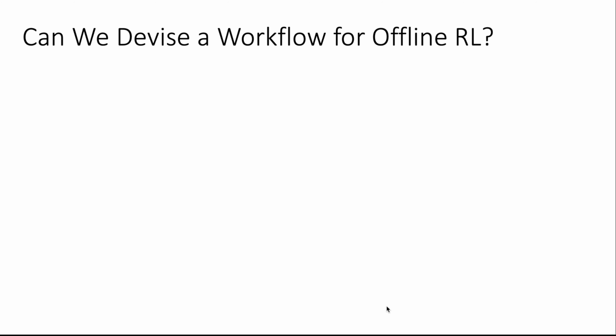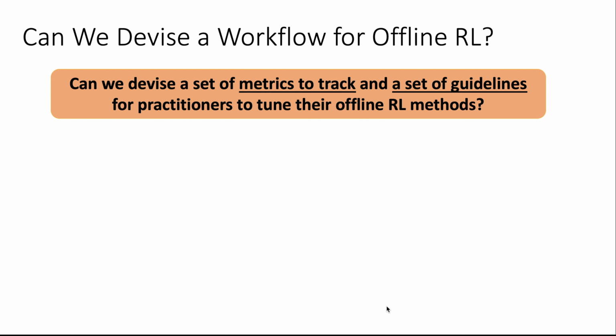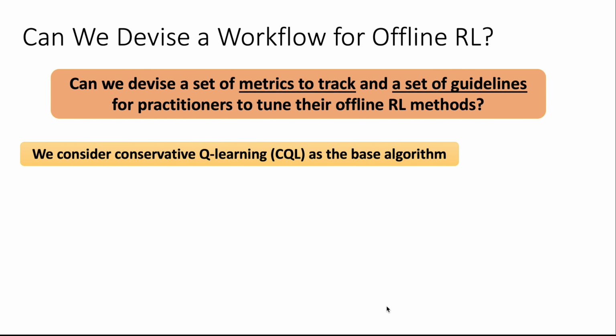In this paper, we ask if we can devise a similar workflow for offline reinforcement learning. Tuning offline reinforcement learning methods in a purely offline manner, without access to any online interaction to evaluate any policy checkpoint found during training, is extremely challenging and has been noted by several prior works. To devise a completely offline workflow for offline reinforcement learning, we want to come up with a set of metrics that practitioners can track and a set of guidelines that practitioners can utilize to tune their methods on the basis of these metrics. To devise such a workflow, we utilize conservative Q learning or CQL as our base algorithm.